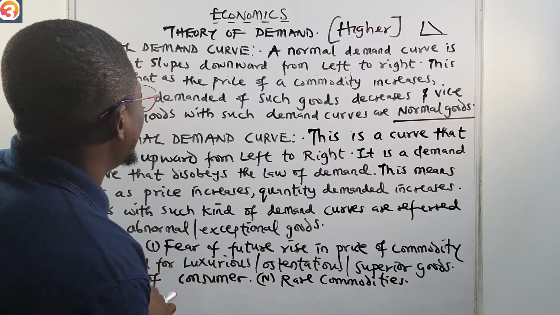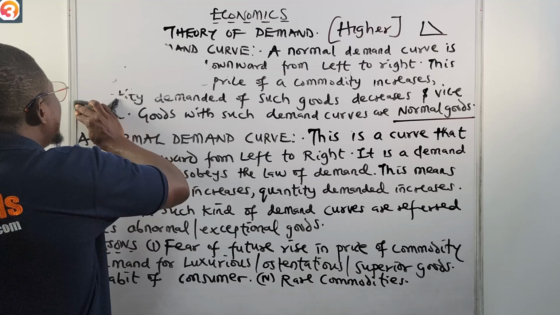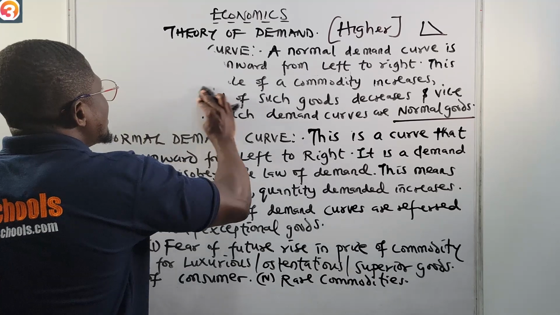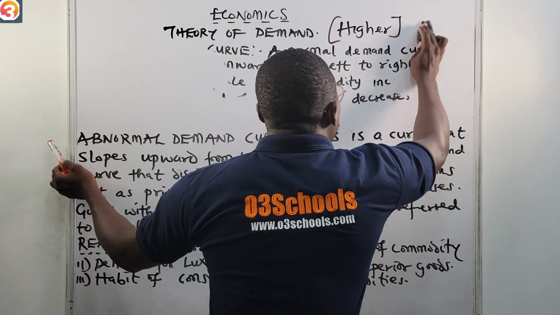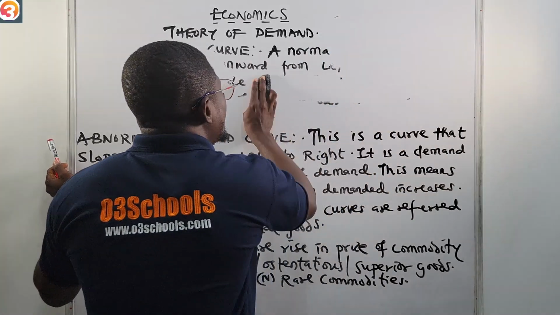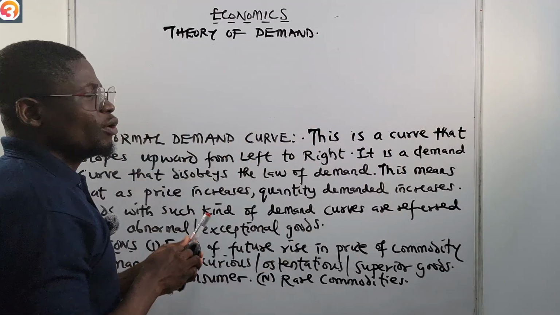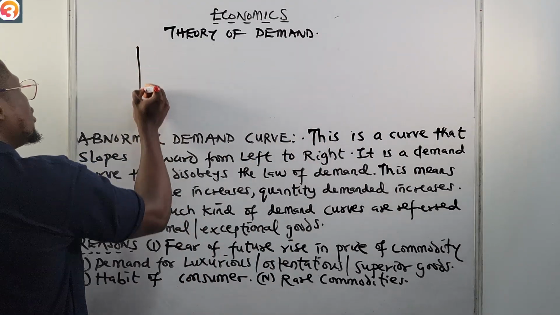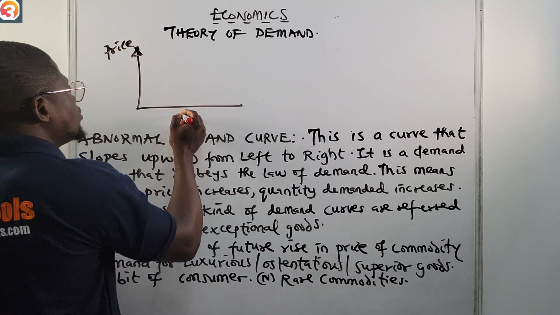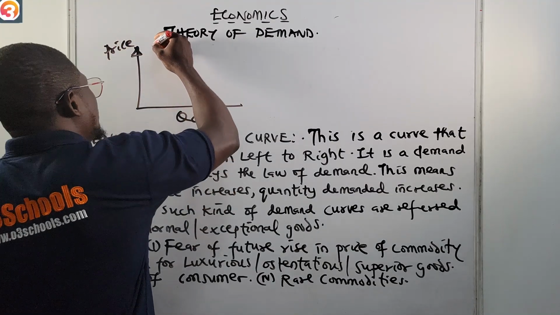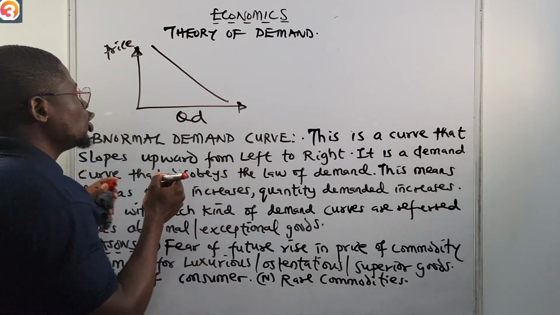So one of the characteristics of a normal demand curve is that it has a negative slope. You must take note of all these points. They are very, very important. This is how a normal demand curve looks, where this is price and this one is quantity demanded. You can see that the graph slopes downward.